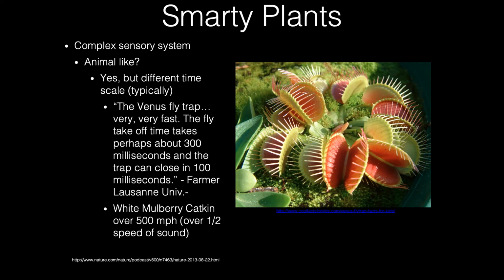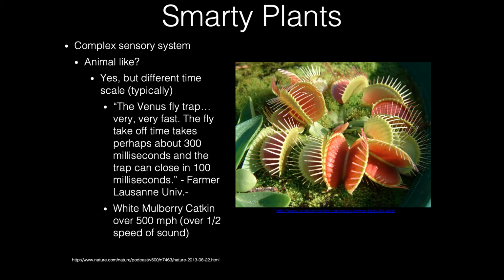And the Venus flytrap is a pretty incredible example. Not only can the Venus flytrap count, researchers have found that it has to have its touch receptors triggered about 3 times in about 20 seconds for it to be able to close. And if it doesn't receive that signal in that amount of time, it won't close. But the Venus flytrap is very, very fast.